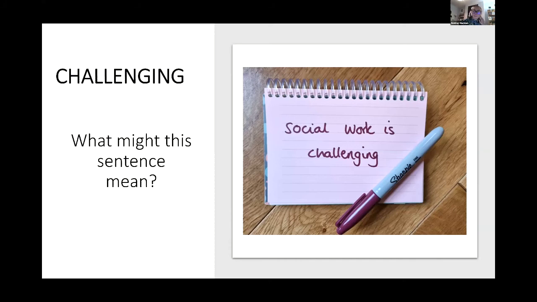Or it could be social work is challenging. Because social work should be about challenging. It should be about challenging others. So it's all about the way you say it. And there's another one. I'm sure that was in the Bananarama song as well. It's not what you say, it's the way that you say it. I mean, we've got full-on Bananarama going on tonight. So it is all about social work is challenging.